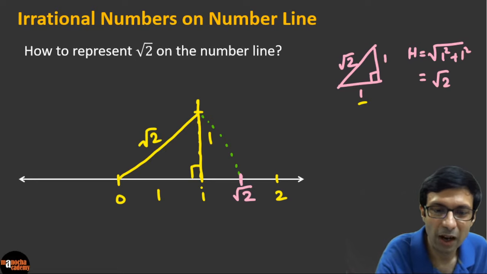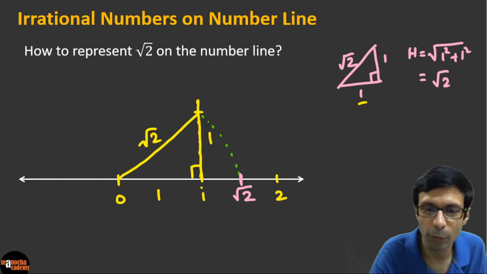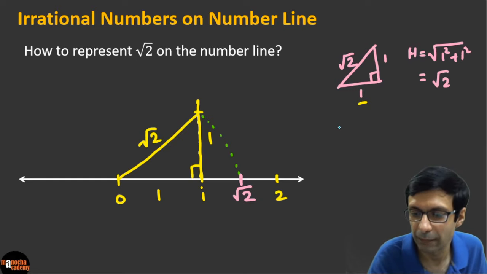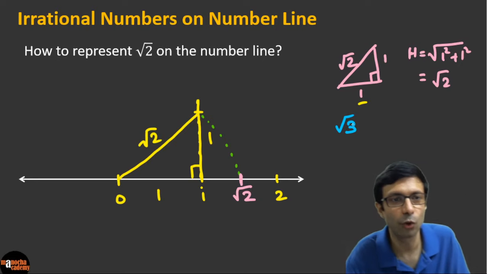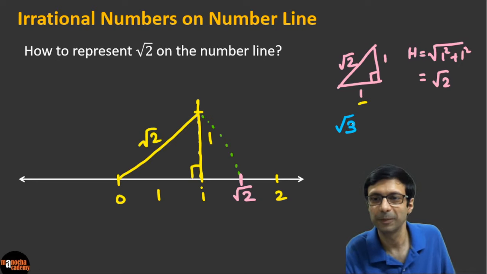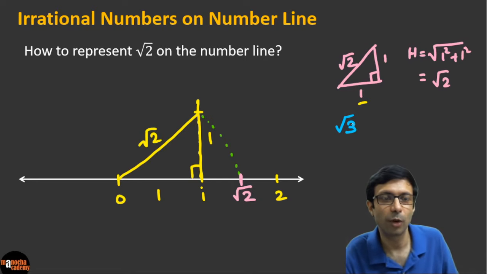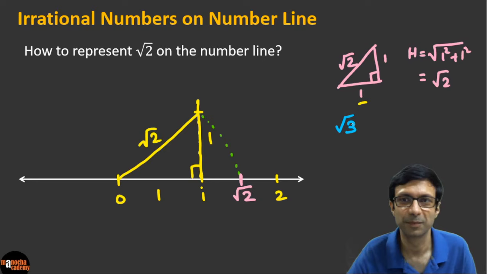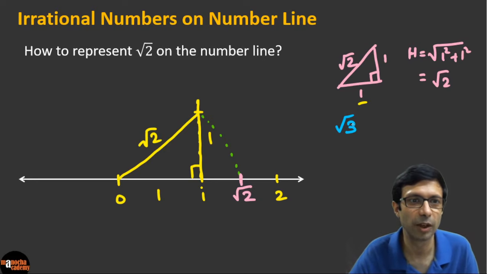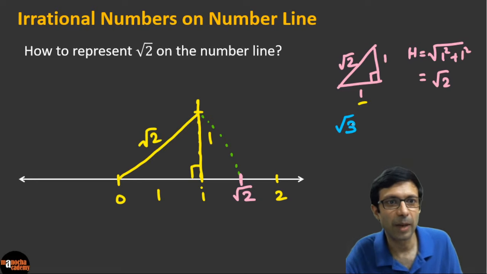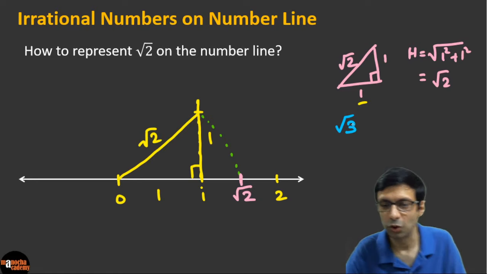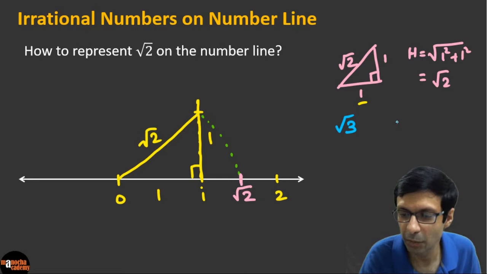Now the question is, how do you plot another number? Let's say root 3. So guys, how do we plot root 3 on the number line? Can you tell me that? We've correctly represented root 2. So how do we plot root 3? What do you guys think we need to do here? Somebody says another triangle, right? So again, we need to apply Pythagoras theorem, right? So what are going to be the sides of the triangle?